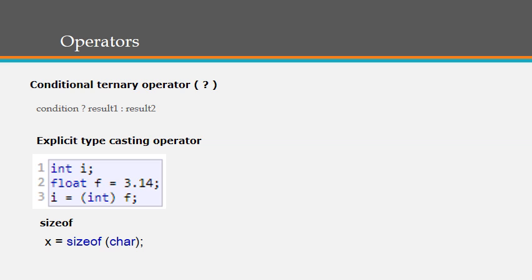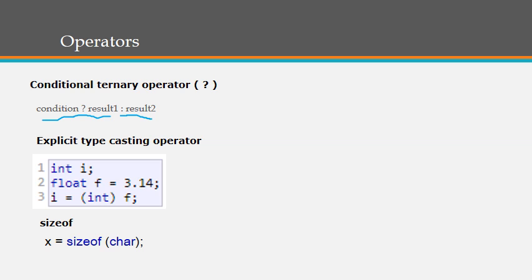The conditional operator evaluates an expression, returning one value if the expression evaluates to true, and a different one if the expression evaluates as false. Its syntax is here: condition, question mark, result 1, colon, result 2. Okay? So the condition is before the conditional operator, the question mark.